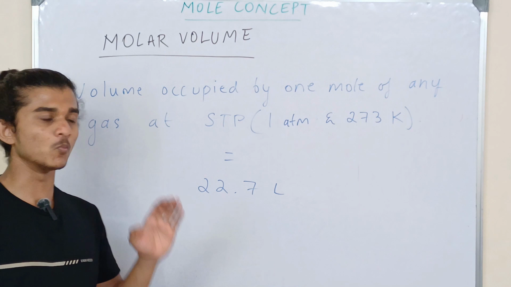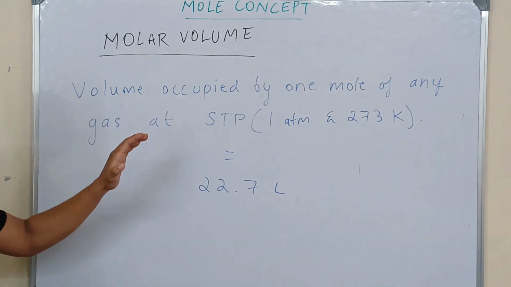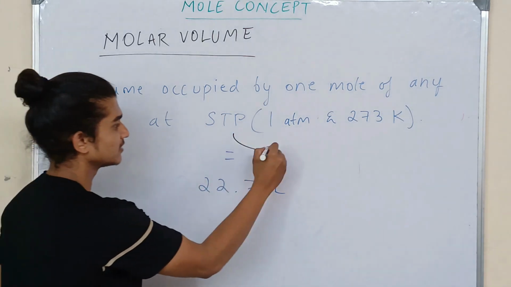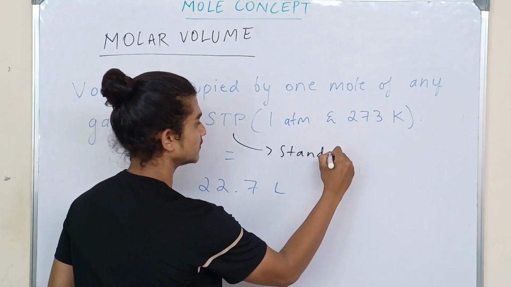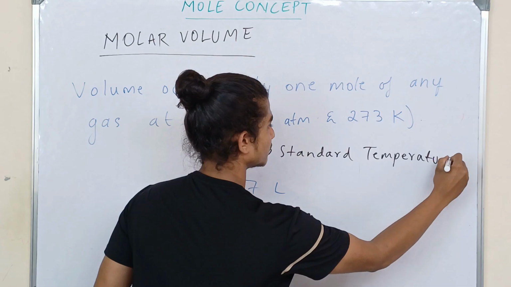Okay, now let us see what molar volume means. Molar volume is the volume occupied by 1 mole of any gas at standard temperature and pressure. So STP means standard temperature and pressure.